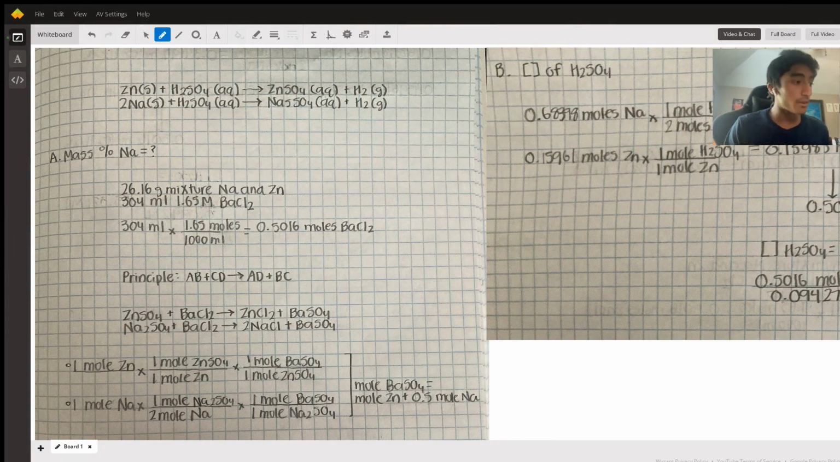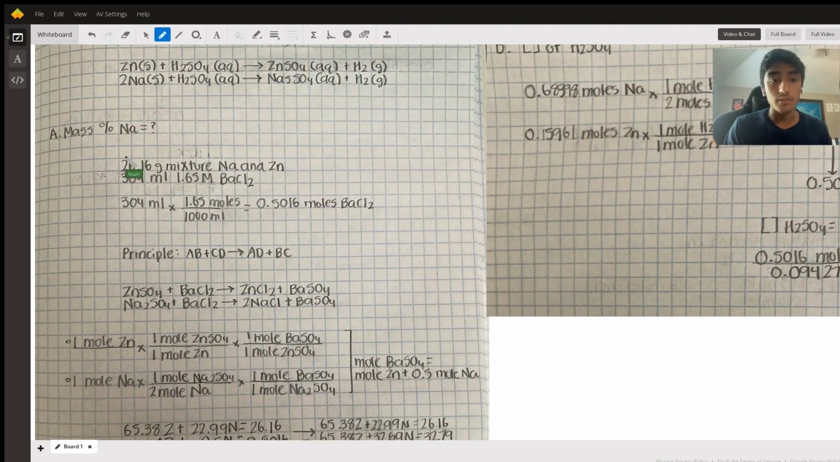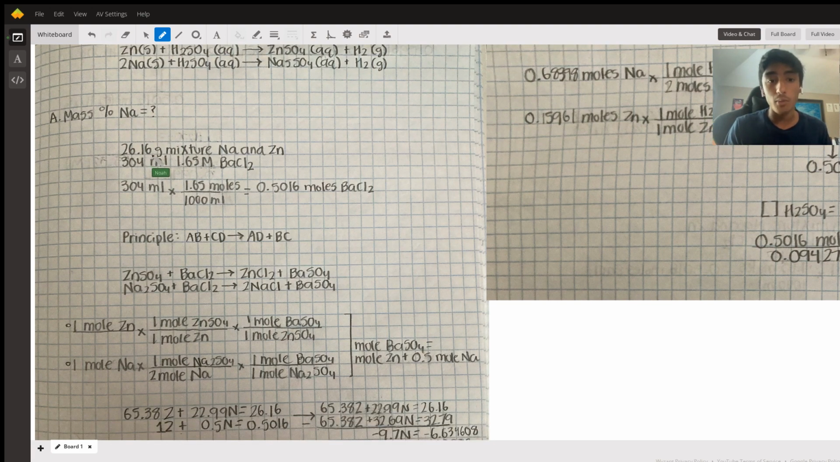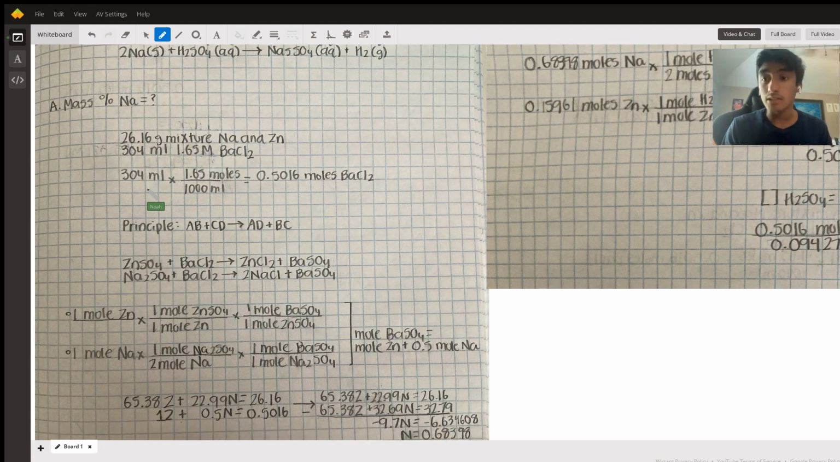So the question says that we're trying to find the percent sodium by mass in the original mixture. We're given the following chemical equations here, in which zinc is reacting with sulfuric acid to produce zinc sulfate and hydrogen gas, and then sodium metal is reacting with sulfuric acid to produce sodium sulfate and also hydrogen gas. And so the goal is to find the mass percent of sodium in the original 26.1 gram mixture of sodium and zinc metal. So I've listed out some more givens that we can use to help find this solution.